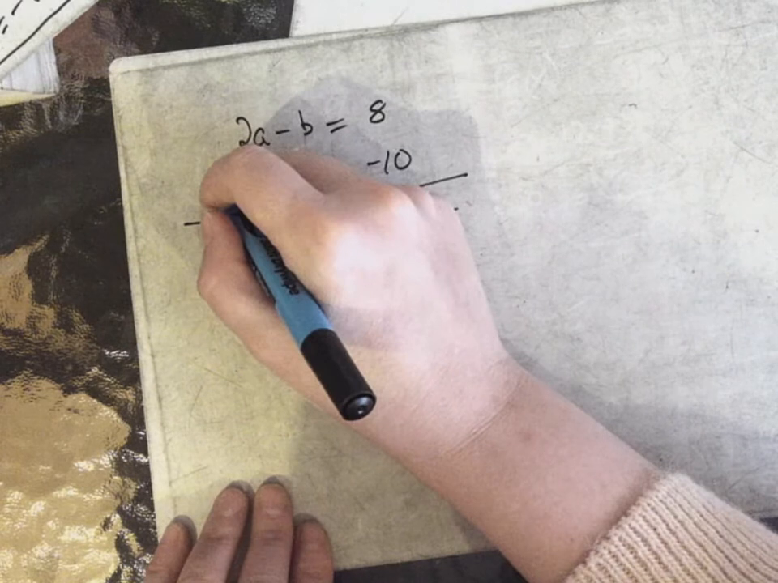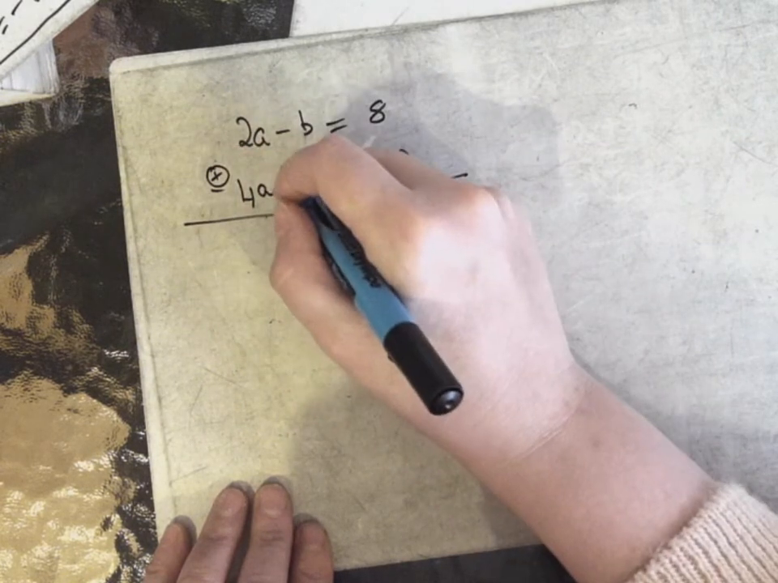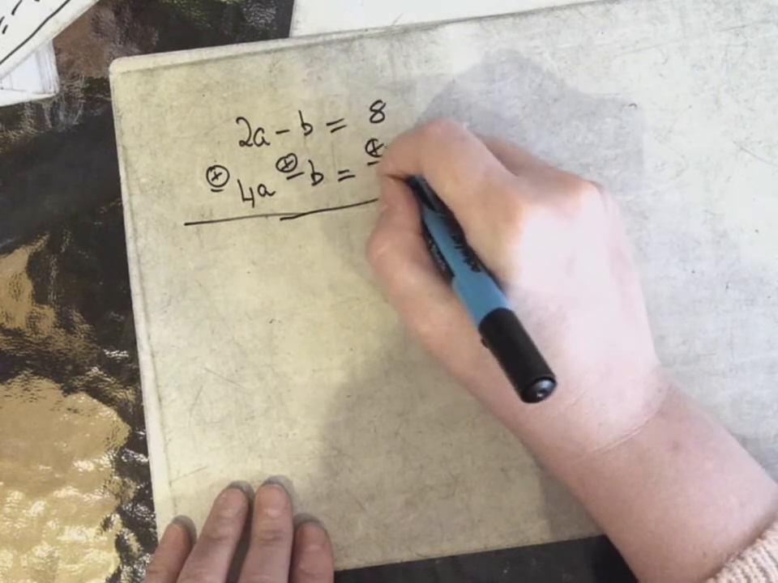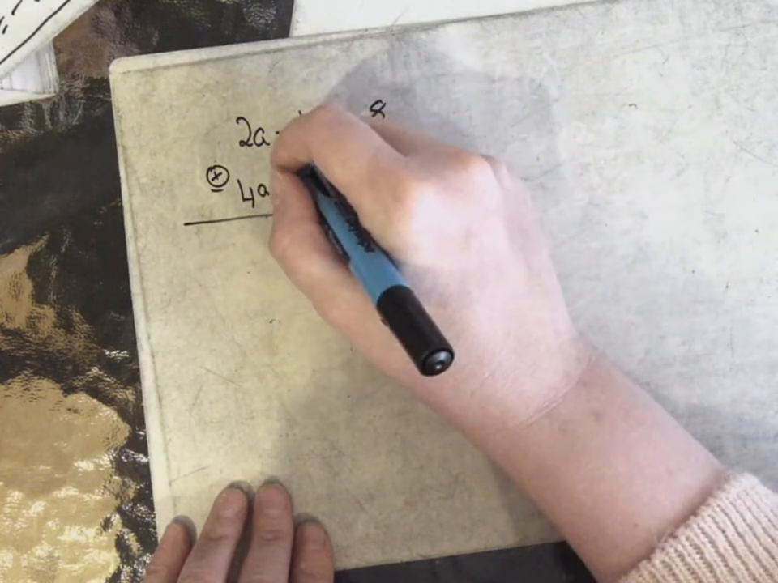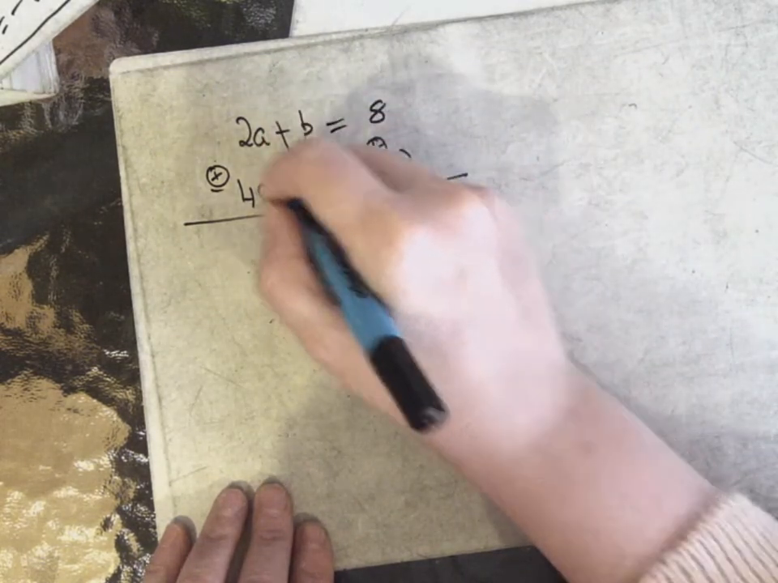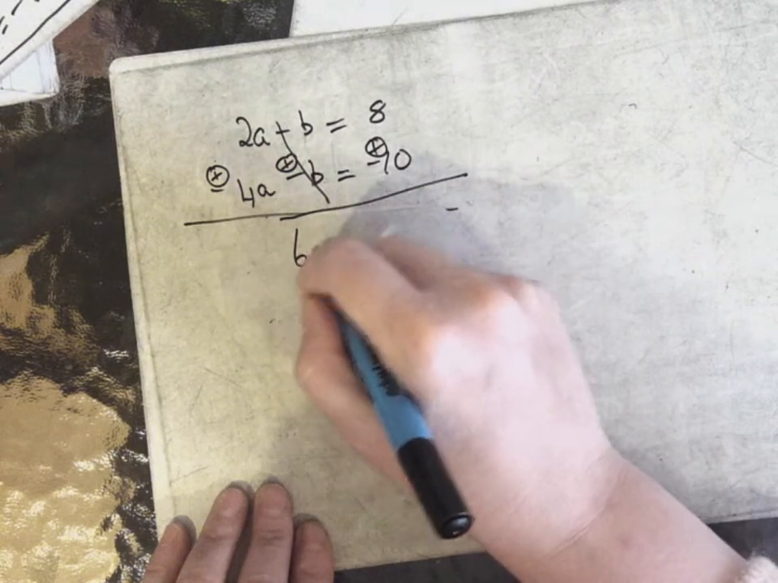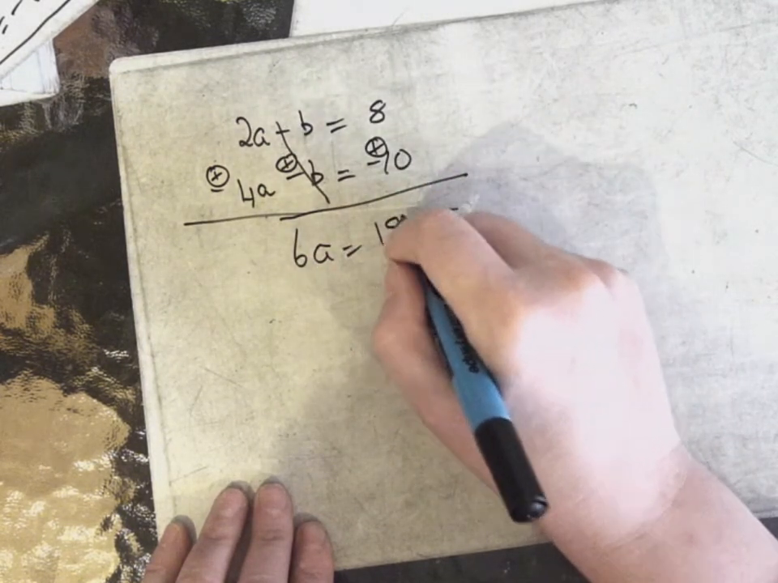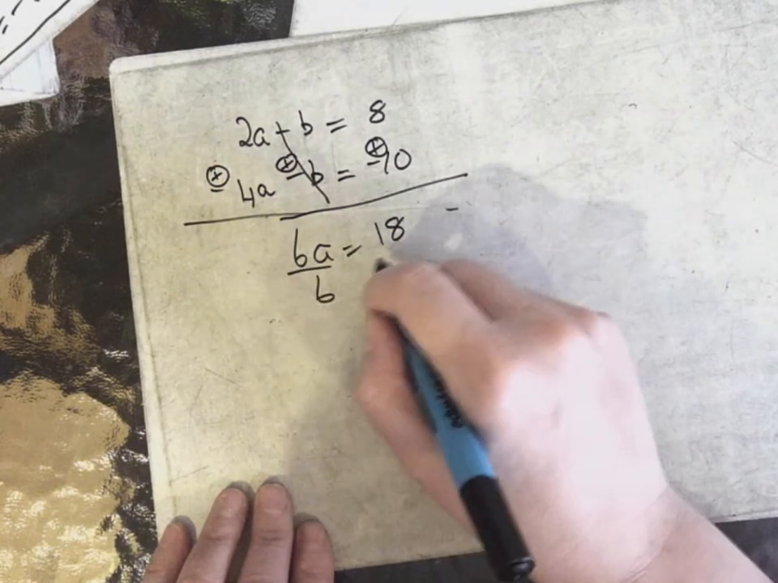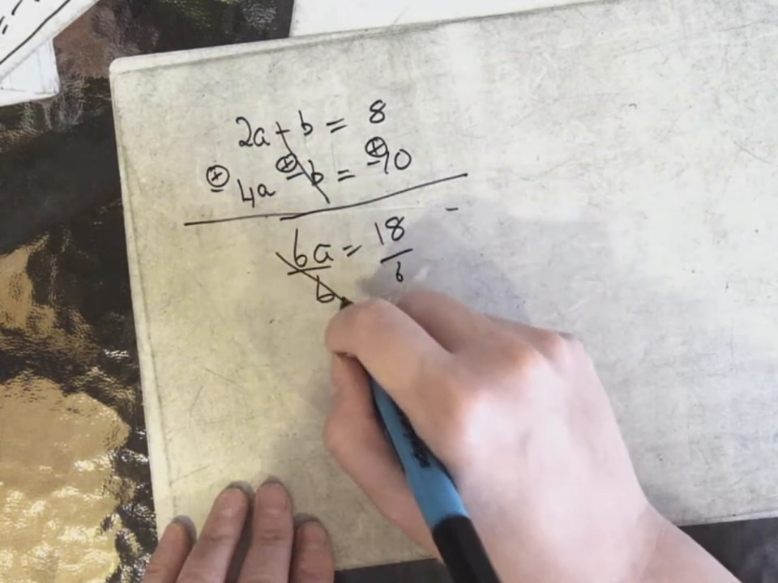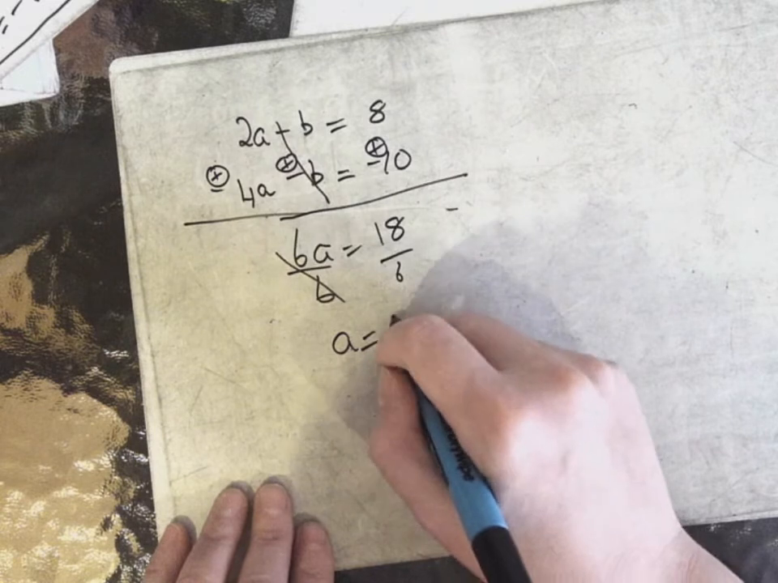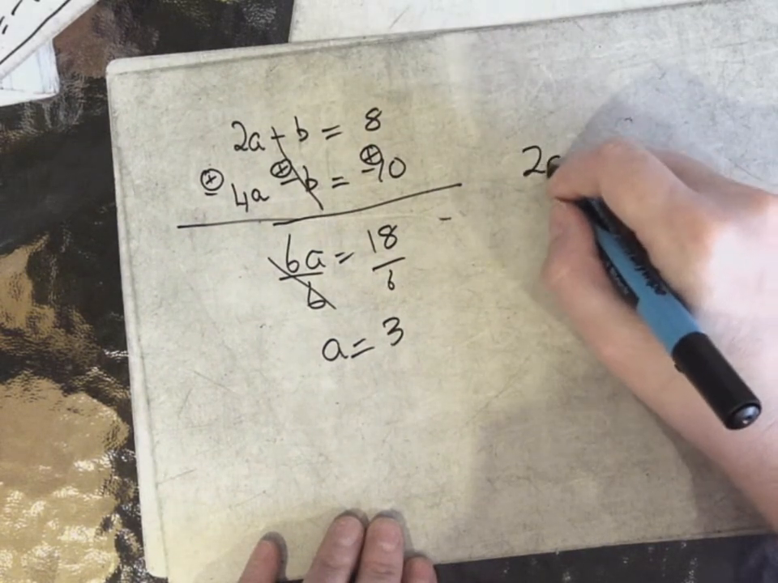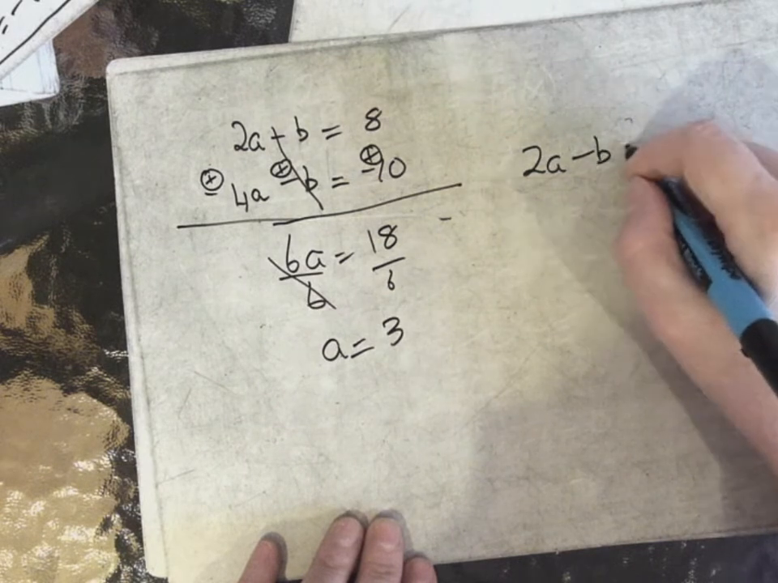So minus 4a becomes a plus 4a. Minus b becomes a plus b, and minus 10 becomes a plus 10. Right? The b's cancel, minus b plus b gone. 2a and 4a gives me 6a. And 8 and 10 gives me 18. So there's a 6 stuck to the a, so divide each side by 6, and you get a is equal to 3.